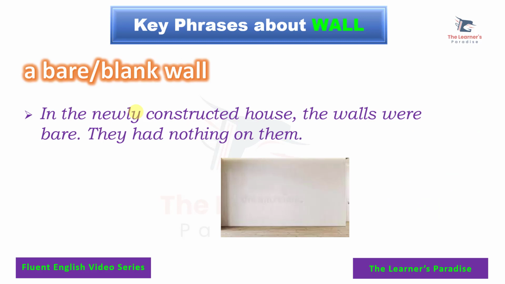Next we have a bare wall or a blank wall, like this. There is nothing on it. No pictures, no photos, nothing. It's just a bare wall, blank wall. The example sentence is, in the newly constructed house, the walls were bare. They had nothing on them.